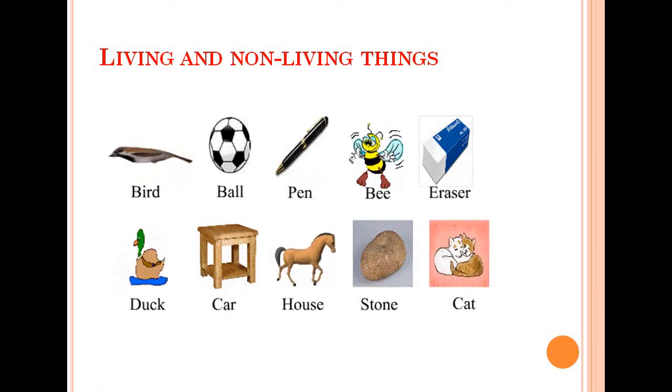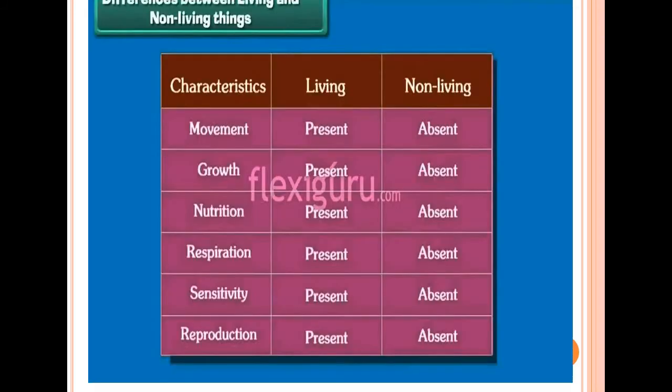Now we will see some other differences between living and non-living things. So here are some of the differences. Some of the characteristics like movement, as we have seen: living organisms can move while non-living things cannot move. Another characteristic is growth. Living things can grow while non-living things cannot grow. Nutrition is one of the processes through which living organisms take in their food to get energy, but this process is absent in non-living things.